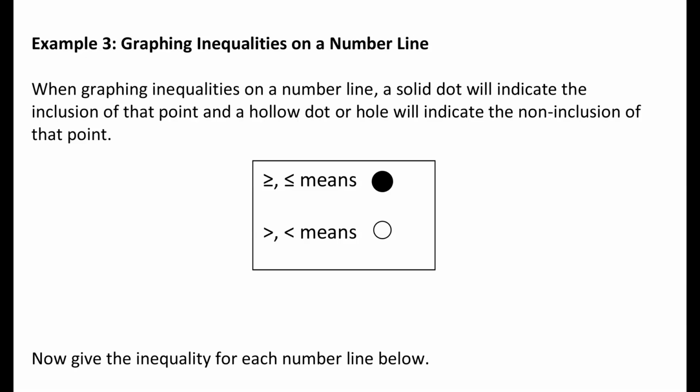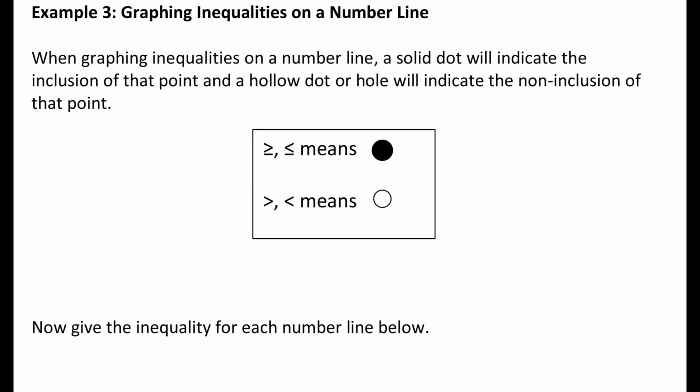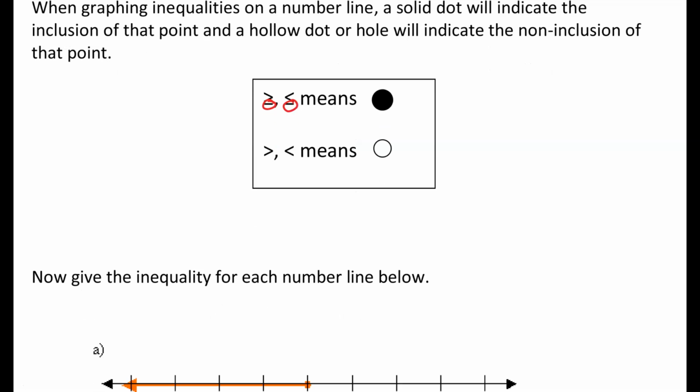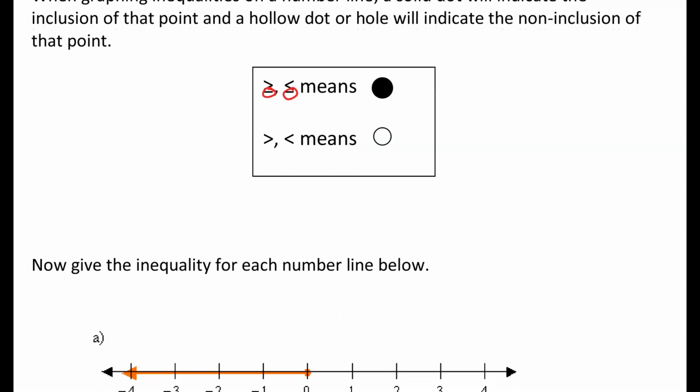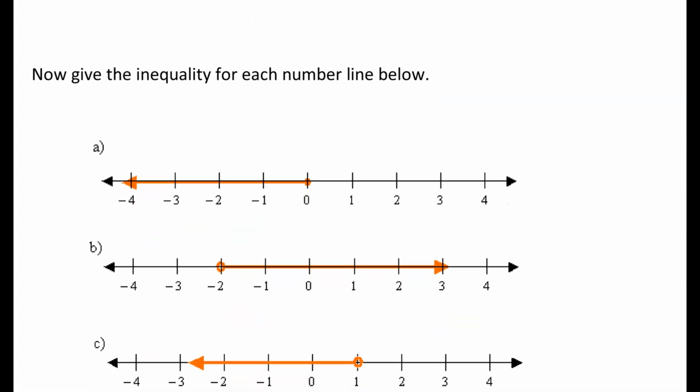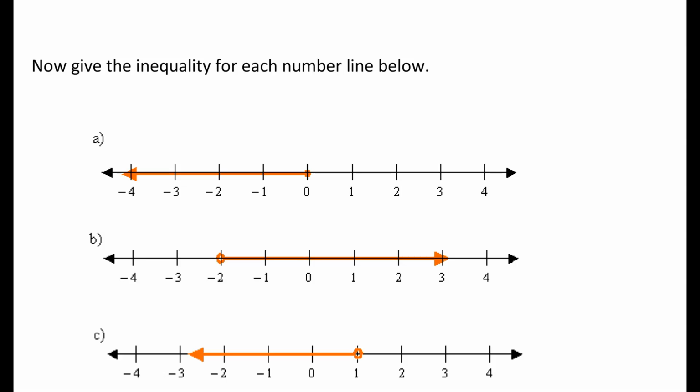For example 3, we're going to look at now graphing inequalities on a number line. When graphing inequalities on a number line, a solid dot will indicate inclusion of that point, and a hollow dot or a hole will indicate a non-inclusion of that point. So that means anything with the underline on it is going to be a solid dot, and anything that is greater than or less than but not equal to will be an open dot. So if we're looking at the examples below, it says now give the inequality for each number line below.